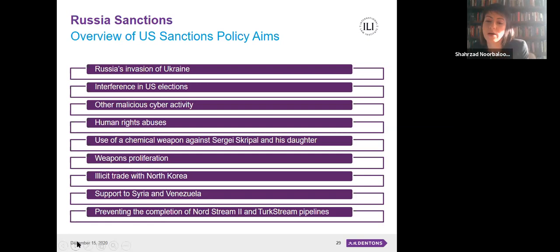To achieve these policy goals, the U.S. maintains a variety of primary and secondary sanctions related to Russia. As Peter mentioned, while the majority of these restrictions apply to U.S. persons, in that they are primary in nature, certain U.S. sanctions are also applicable to non-U.S. persons. So I'll outline those shortly. Next slide, please.